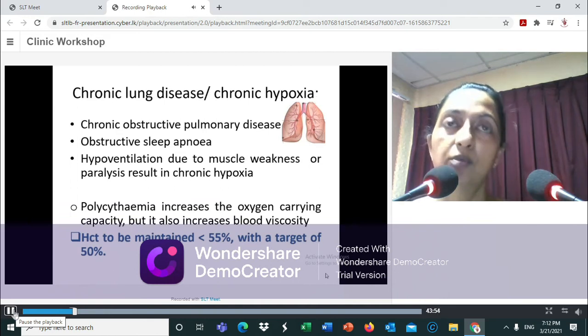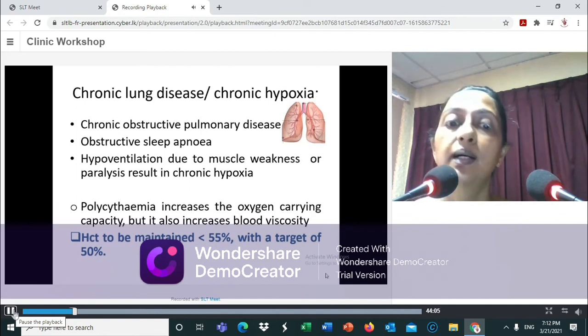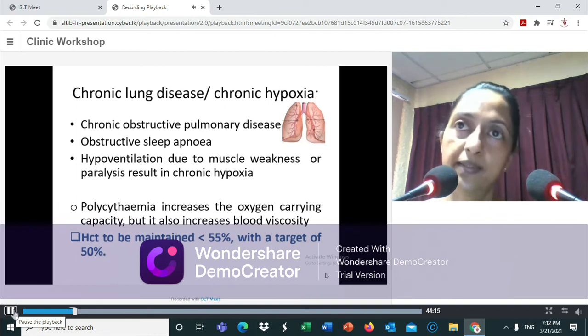Therefore, the doctors who are working in the respiratory units have to know this, that you must not try and do venesection in each and every patient who has polycythemia due to chronic hypoxia. Each patient has to be considered individually and a preferable level has to be decided. Right?